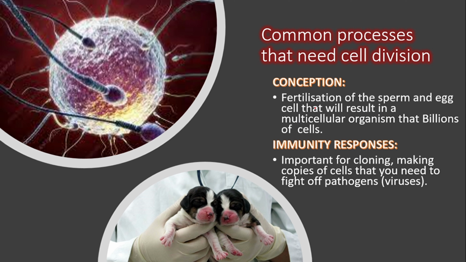Okay, right. So common processes that need cell division. We have conception. Conception is the fertilization of the sperm and the egg cell that will result in a multicellular organism that consists of billions of cells. When fertilization occurs between a sperm and an egg cell, a multicellular organism will start to develop, right? And a multicellular organism has various organs that have specialized functions.